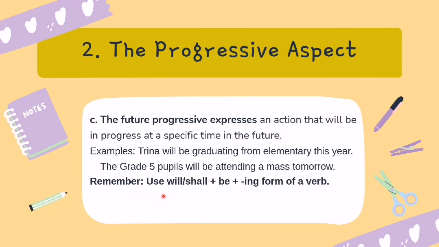Remember, use will, shall plus be plus the -ing form of the verb. Like this one, will be attending, will be graduating. That is the future progressive.